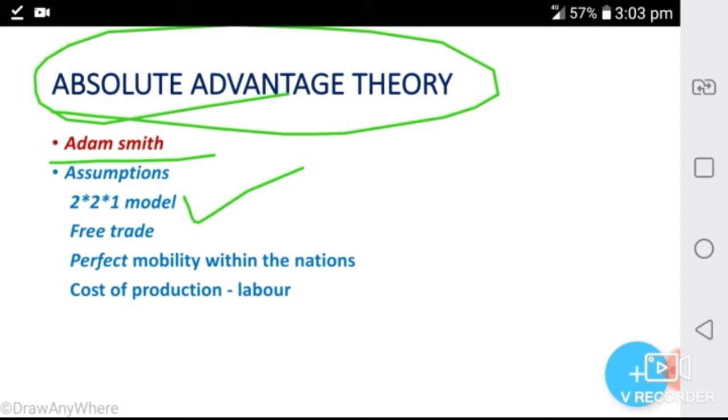Then another one, free trade. Free trade means there is no government involvement in the trade. And next one, perfect mobility within the nation. That means perfect mobility of labor, that is, labor can move within the nation but not across the boundaries of the nations. And the last one, cost of production. Only one element of cost of production, that is labor. That is why it is a 2 into 1 model. That 1 means only one element, that is labor.